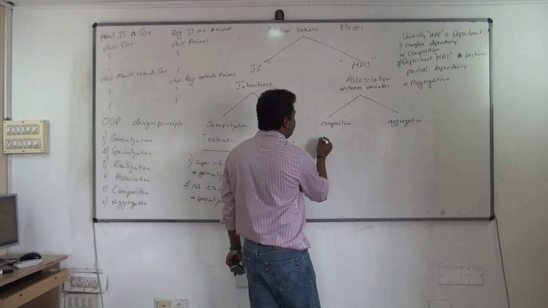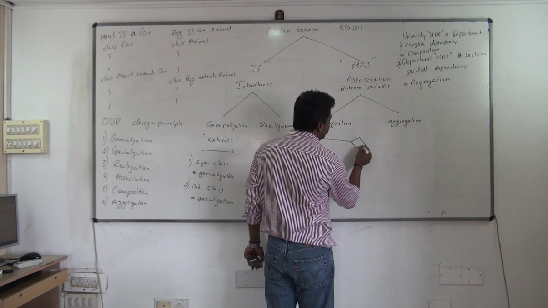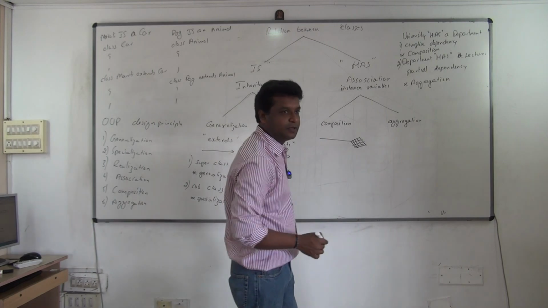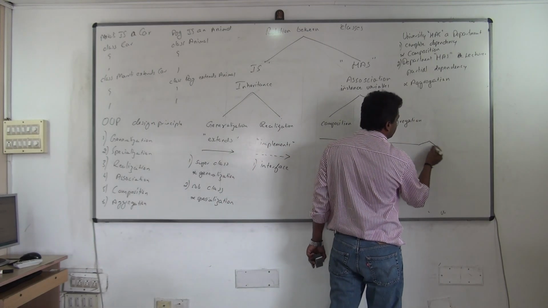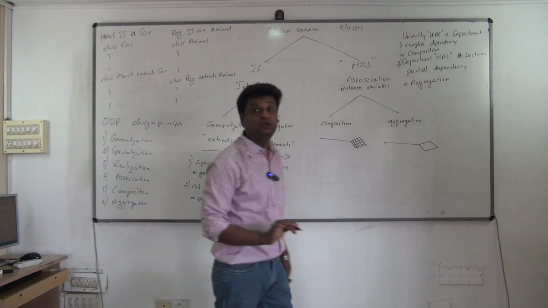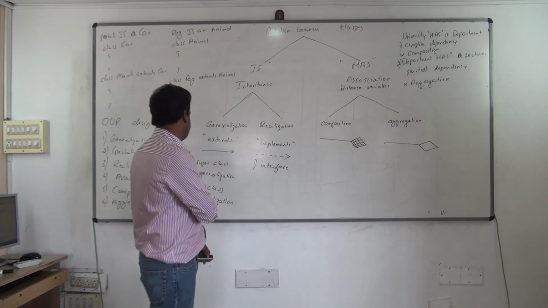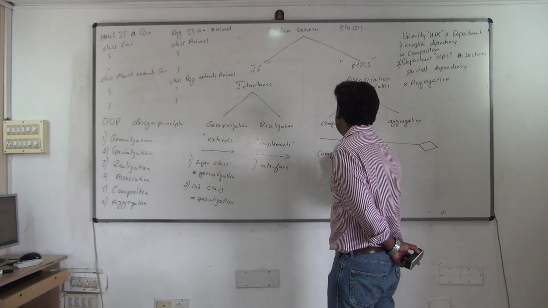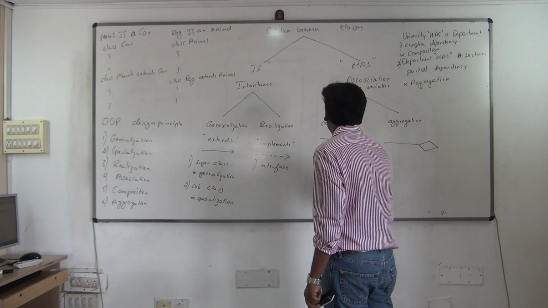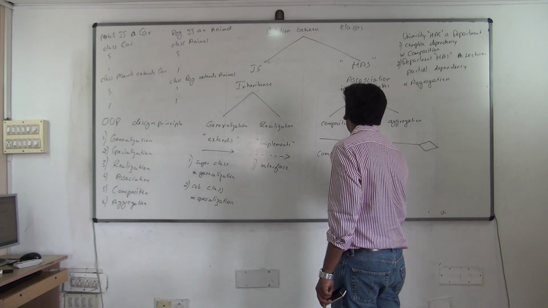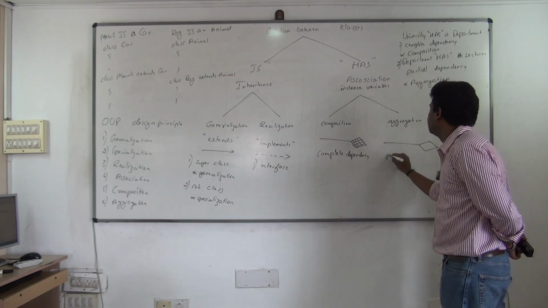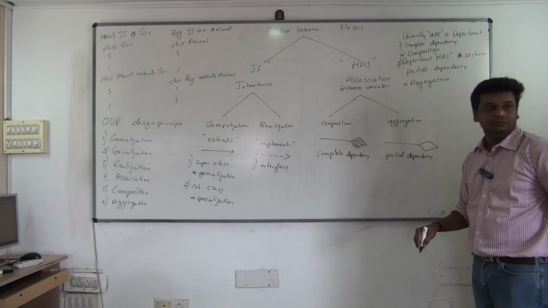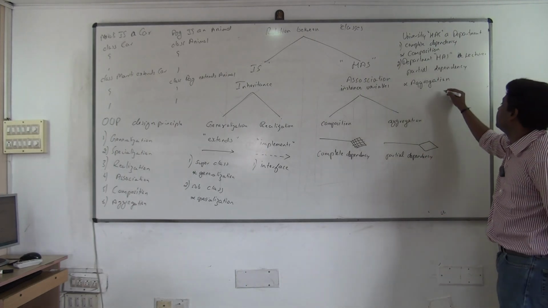Here composition is indicated with the help of what? A filled diamond, like this. UML representation. Aggregation is shown with what? An empty one. That's it. UML representation. Understood? Next. So composition is what? Actually complete dependency. Aggregation is what? Partial dependency. Understood?